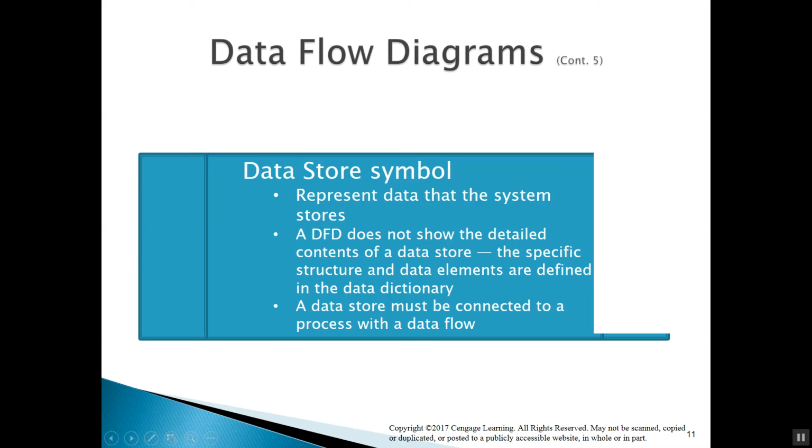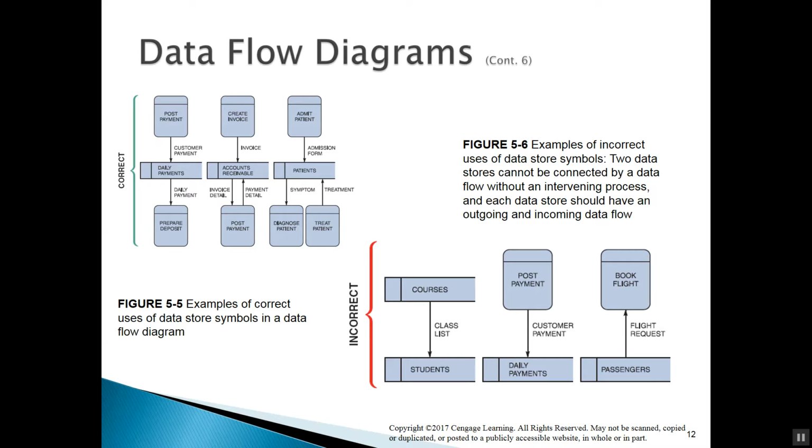So a data store symbol represents data that is in a system store. It doesn't show detailed information about the data store or its contents. It's just labeled: here is where the data is, or who has it, what system is holding it. It has to be connected to a process with a data flow. So here we see data coming from a process into a data store and then going out to another process. Now, you can't have data going from one data store to another data store. It needs to go from a process to a data store, or from a data store to a process.